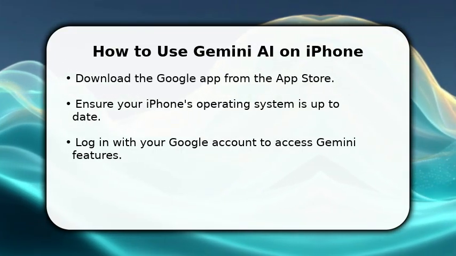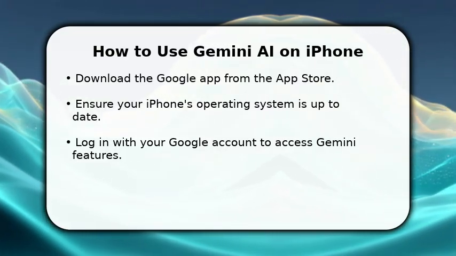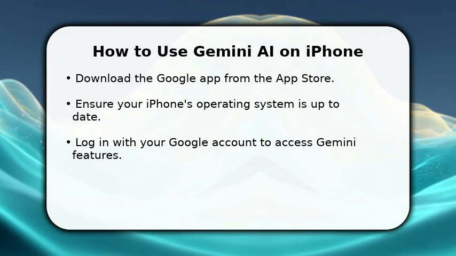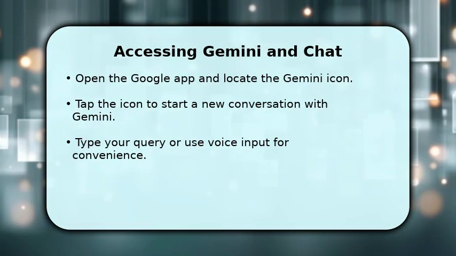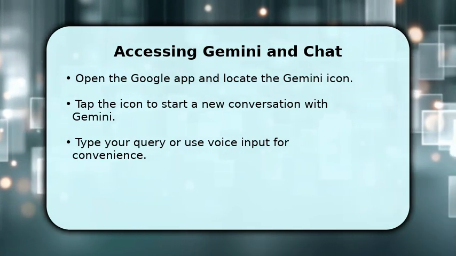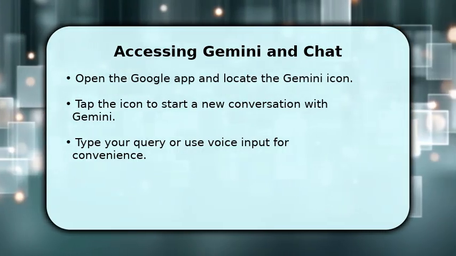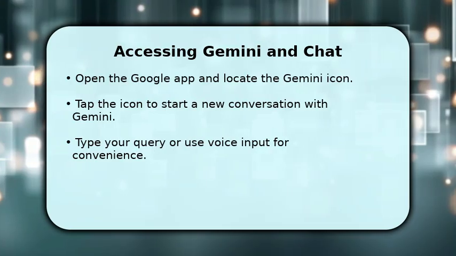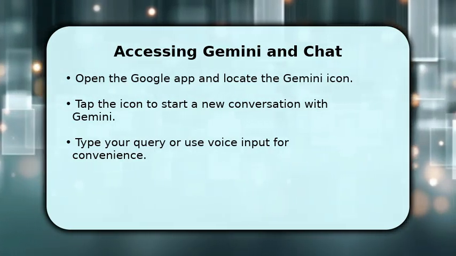Once installed, simply log in with your existing Google account to unlock all of Gemini's powerful features and begin your AI journey. After logging in, open the Google app on your iPhone. You will easily spot the colorful Gemini icon, often found near the search bar or at the bottom of the screen. Simply tap this icon to initiate a new chat session.